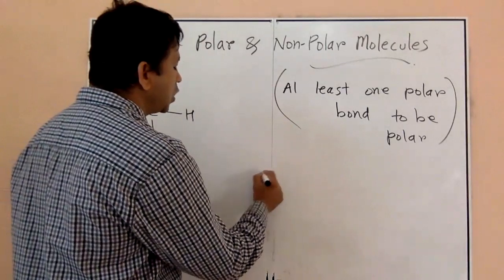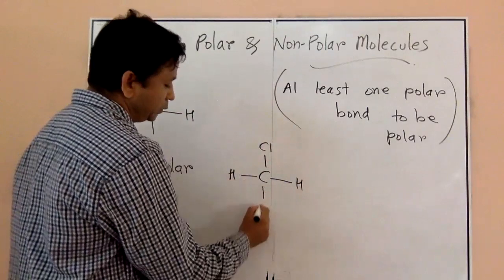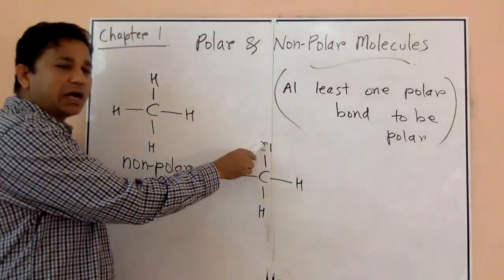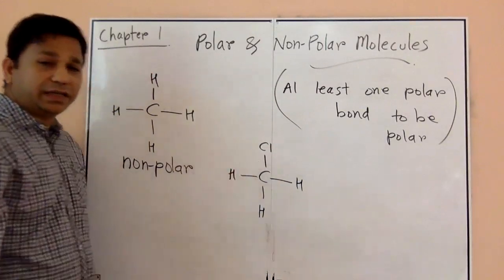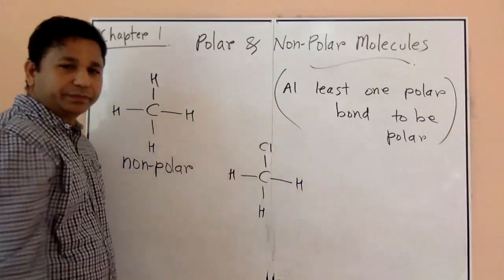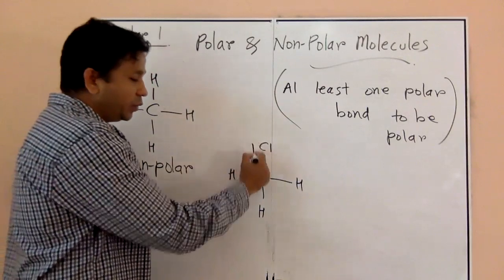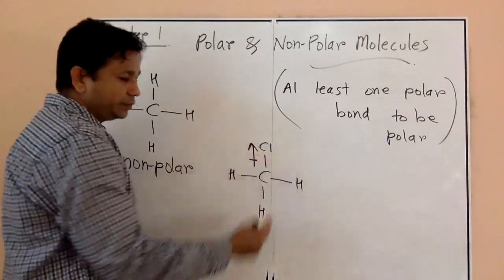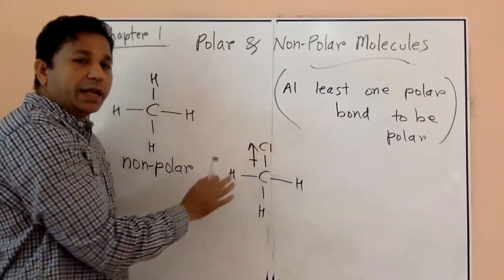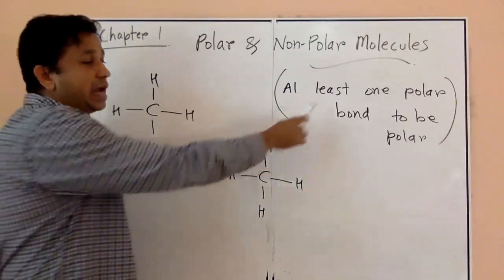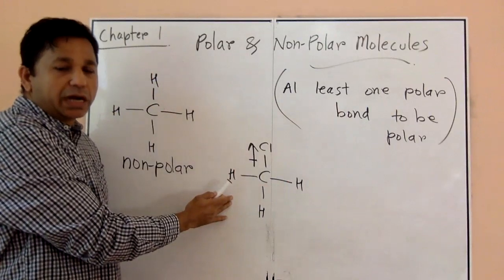If you have a carbon, and I will replace one of the hydrogens with a chlorine. Now do we have at least one polar bond here? Yes, the carbon-chlorine bond is a polar bond and the electron pull is toward this side, so the force is this way. Now, we have the condition, at least one polar bond, but is this molecule polar or non-polar? How do you find out?